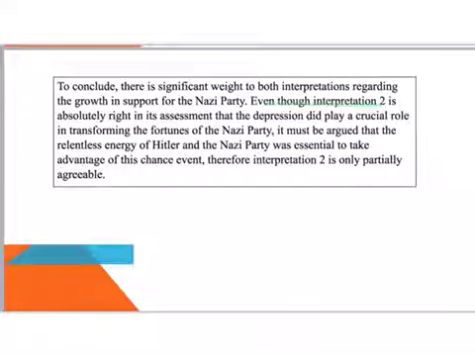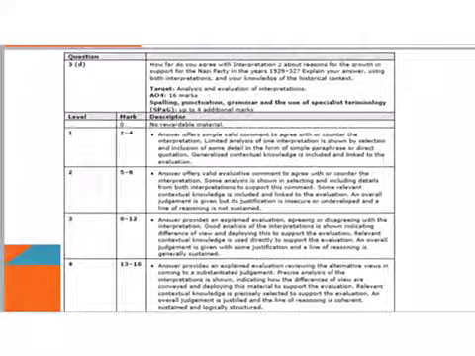So even though interpretation 2 is absolutely right in its assessment that the Depression did play a crucial role in transforming the fortunes of the party, it must be argued that the relentless energy of Hitler and the Nazi Party was essential to take advantage of this chance event. Therefore, interpretation 2 is only partially agreeable. So I'm evaluating there with that statement of measurement, partially agreeable. And that's pretty much how you go about your answer for question 3d.